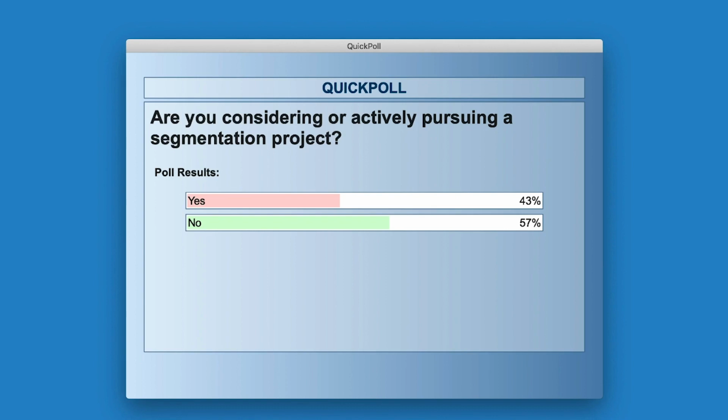I think this is very much in line with what we see. Over the last 12 to 18 months, a lot more customers have committed themselves to doing projects and funded those projects. If we had done this poll last year, I would bet the yes would probably be lower than 43 and the no would be more than 57. This is consistent with what we see out there: more and more enterprise organizations are making these projects a priority, funding them, putting money behind them, and budgeting them.